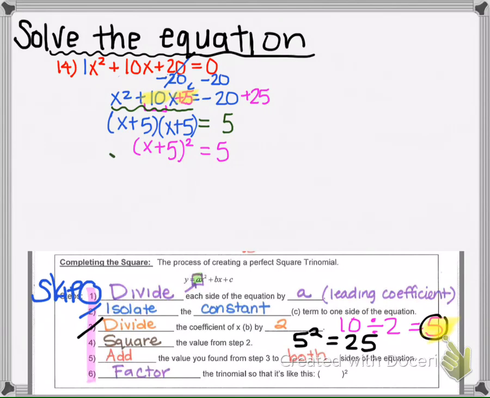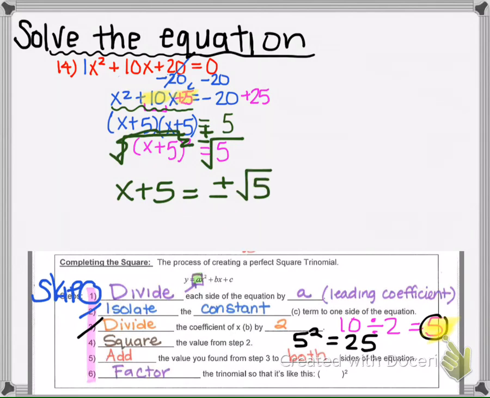So now we can continue solving by square rooting both sides, and remember what comes along with that is a plus or minus, so we're left with x plus 5 on the left and plus or minus the square root of 5 on the right. And now to get this x by itself, we're going to subtract 5, and we get x equals, and I like to put the negative 5 in front so there's no confusion that it's not part of the radical.